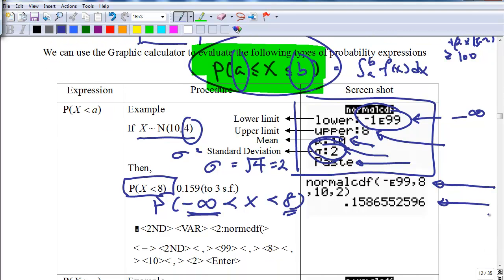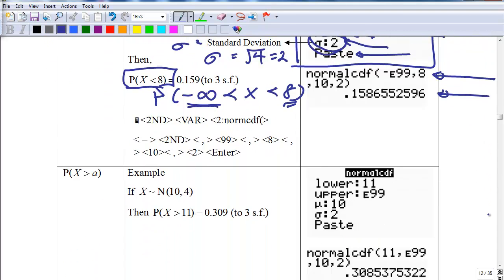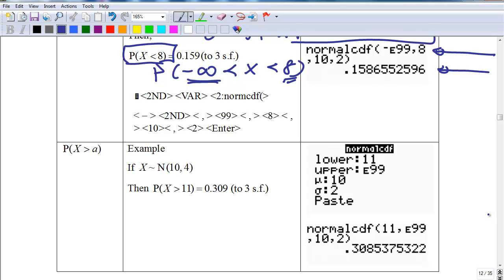Okay, practice this on your own. I think the instructions here are very, very clear. The thing to remember is always this: your normal CDF is used to find this. So your B and your A are your upper and lower limits.